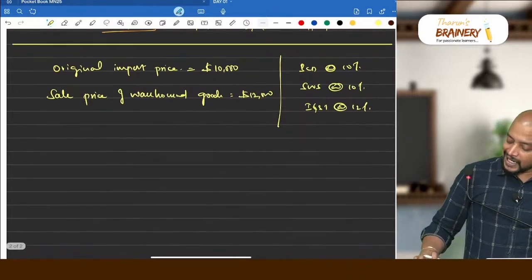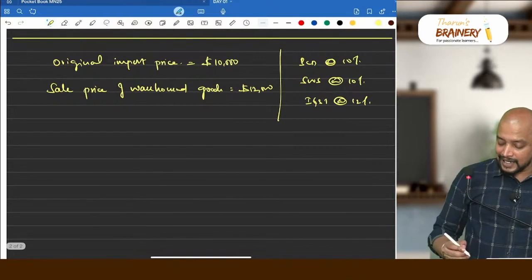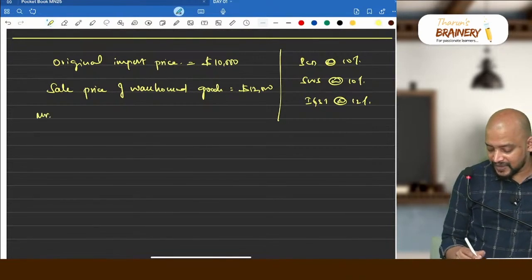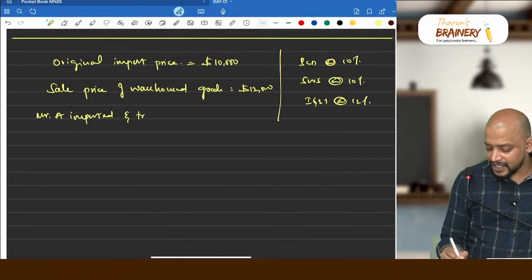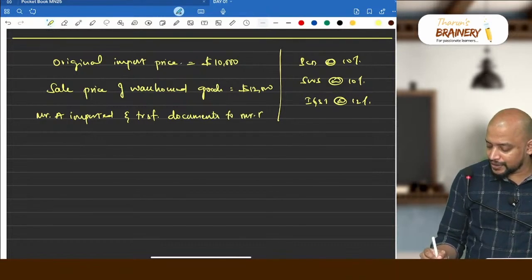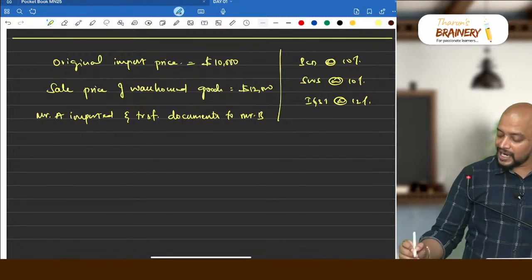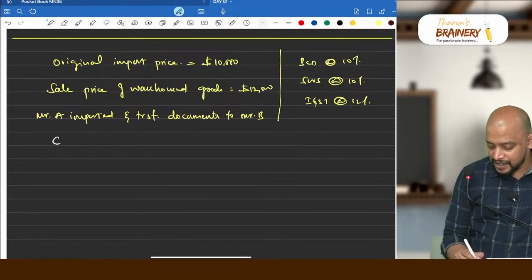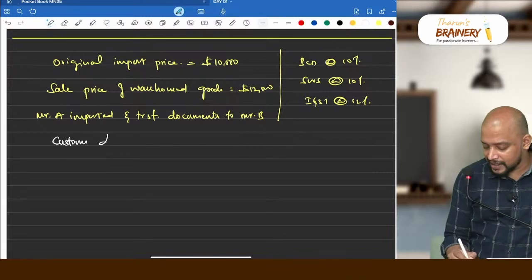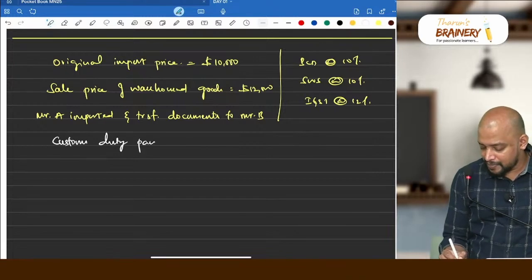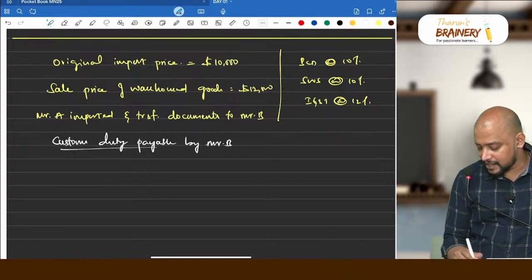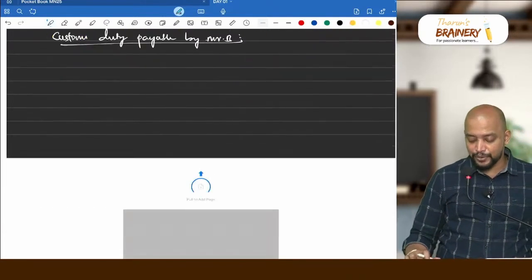Now, what should be taken as the customs duty? Say Mr. A imported and transferred documents to Mr. B. Now, who will be called the importer? Mr. B. So, what is the customs duty payable by Mr. B? Mr. B only will be taken as the importer in this case.